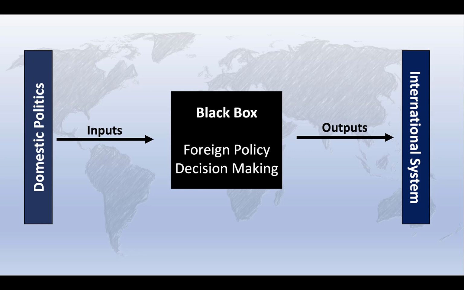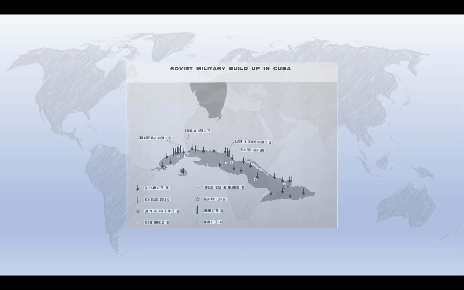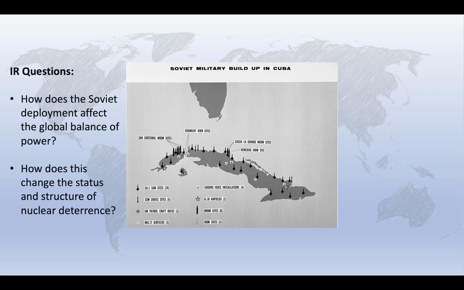Let's think about that in context for just a moment. The year is 1962, and the United States has just discovered Soviet nuclear missiles being deployed to Cuba. The Cuban Missile Crisis is about to start. As a field, international relations might ask questions like, how does the Soviet deployment of missiles affect the global balance of power and the structure of nuclear deterrence?